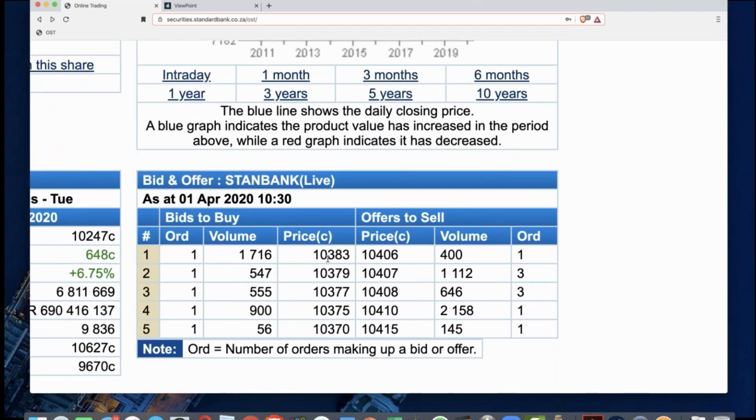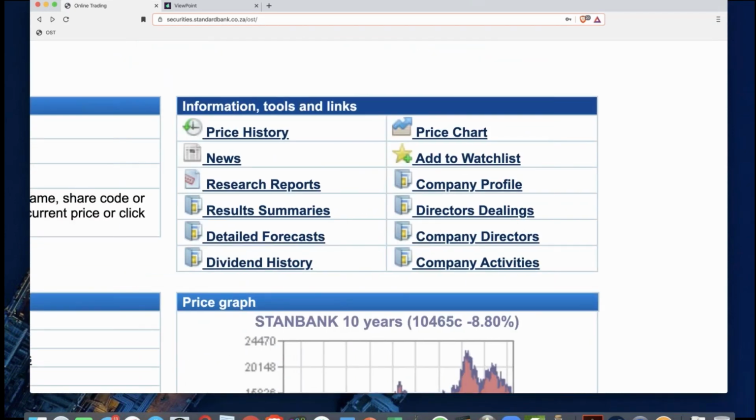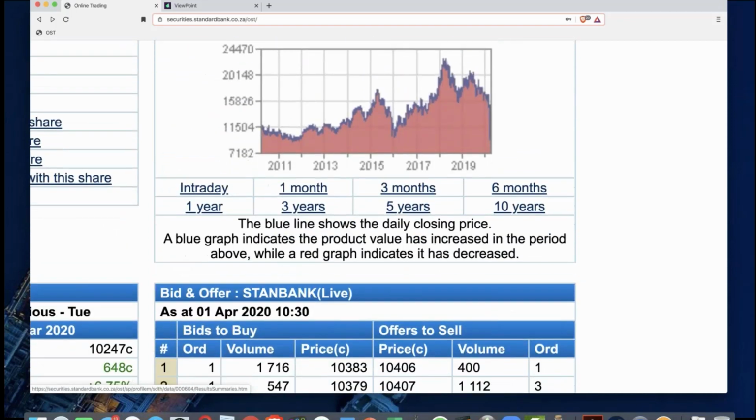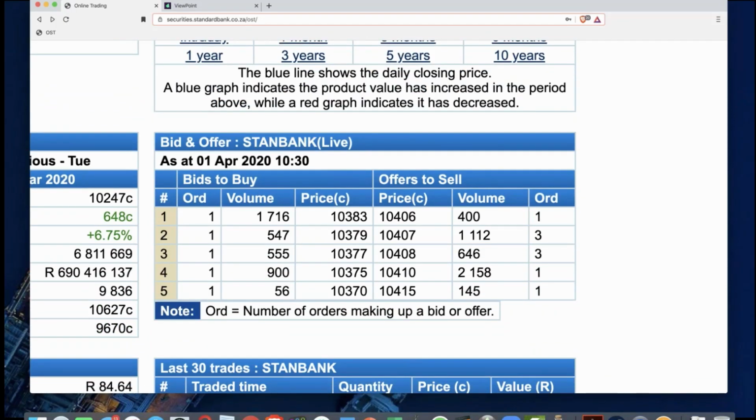Here we've got the Standard Bank bid and offer. Quick point is up at the top there. You will note when I came in, the live is by default. You can select delayed by default, and then you'll have a 15-minute delayed price. What we're looking at here is the bids and offers, the buyers and sellers for Standard Bank. Buyers on the left, sellers on the right. Top buyer at 103.83 Rand.